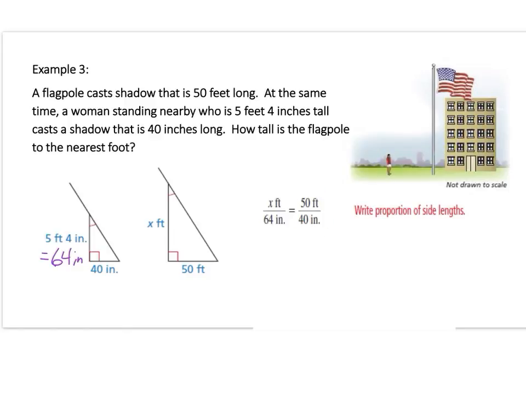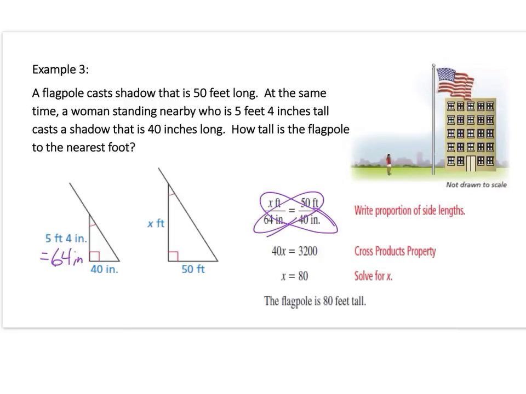All right, so once you have your proportions set up, you can do your cross products, resulting in 40x equals 3,200. Divide both sides by 40, and x equals 80. Conclusion, the flagpole is 80 feet tall.